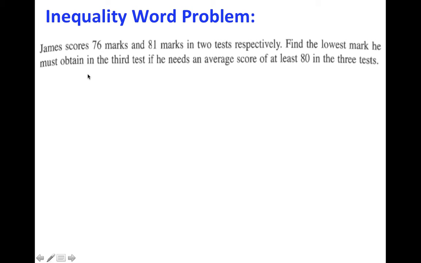So if you look at the 76 and 81, the average of those two is below 80. If you're doing some mental math, you can see that. Those two average will be below 80. But his goal is to get an average of 80, or at least 80.